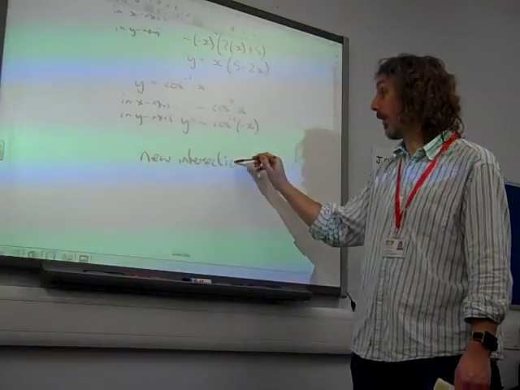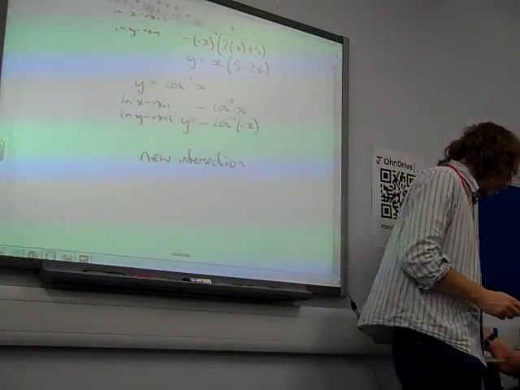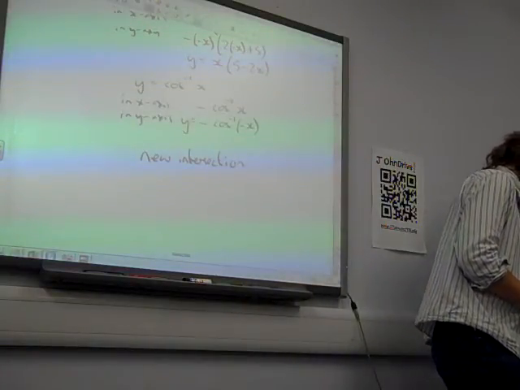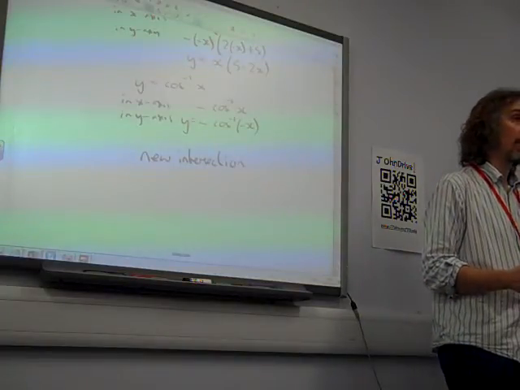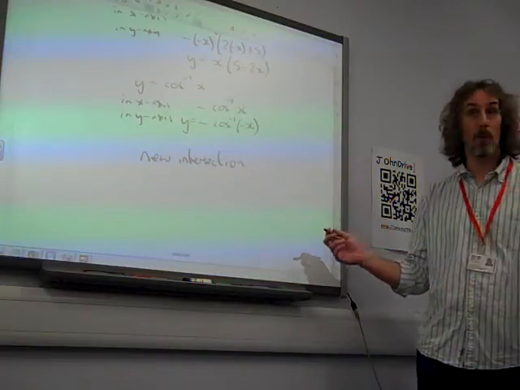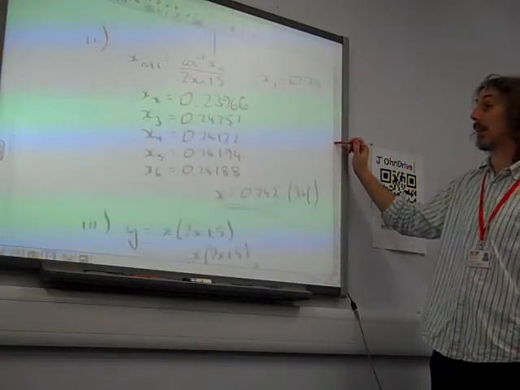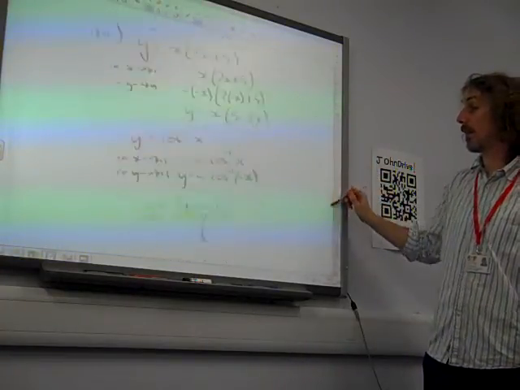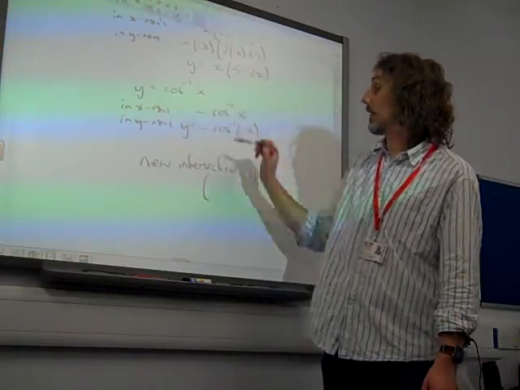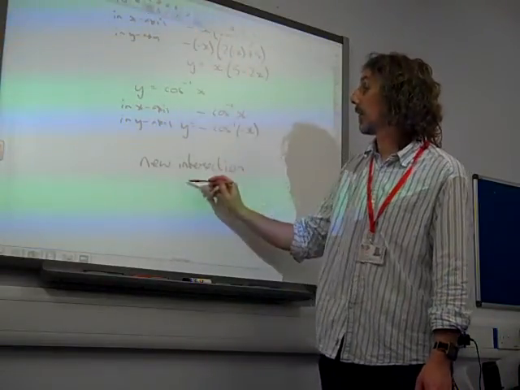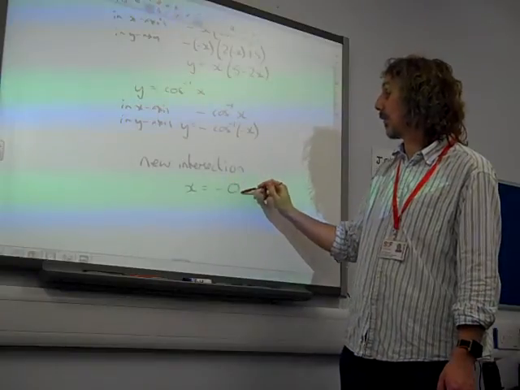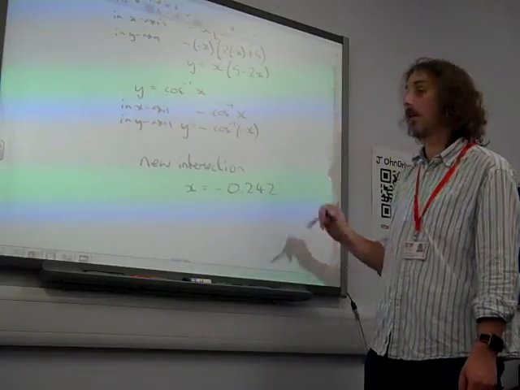I'm not going to do any calculations. The question doesn't want me to do any calculations. It doesn't want me to work anything out at this point. It just wants me to write down what my new coordinates are. I may need to work out the y coordinate. The new x coordinate is going to be x equals minus 0.242.